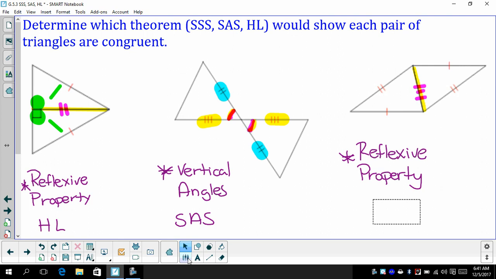And lastly, in this triangle, I have one pair of sides. I have a second pair of sides. And then that reflexive property allowed me to say that this third pair of sides in each of the triangles are congruent. And so therefore, I have three pairs of congruent sides, which tells us the side, side, side theorem applies. So in the first one, I can say that these two triangles are congruent by hypotenuse leg. These two triangles are congruent by side, angle, side theorem. And the last two triangles are congruent by the side, side, side theorem.